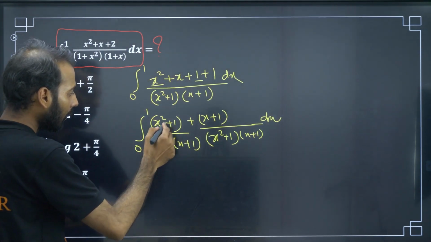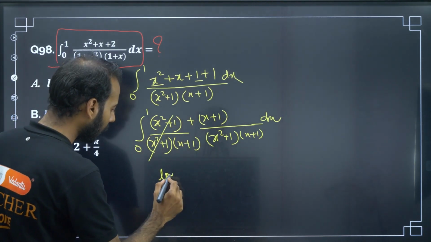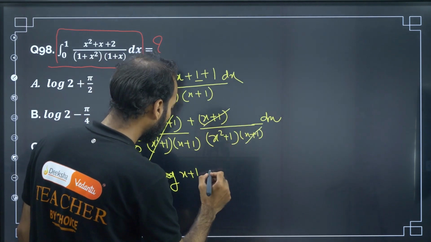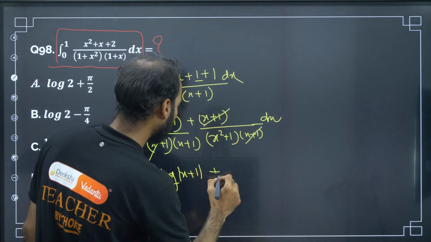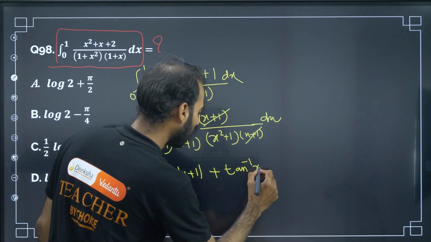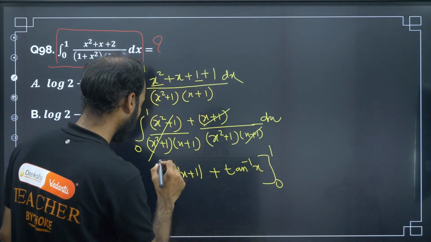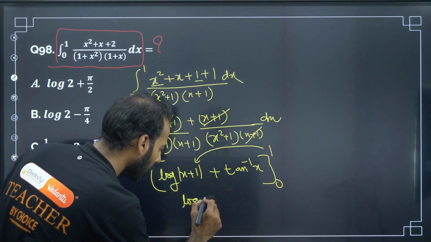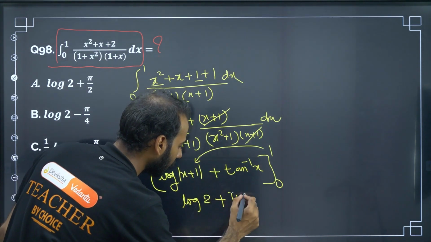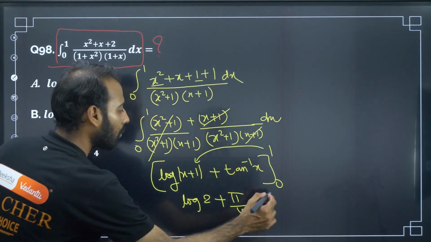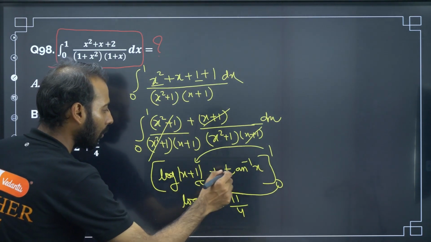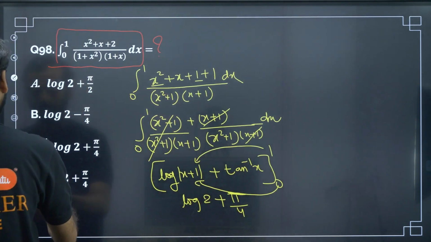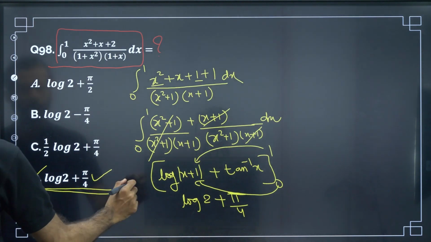Now from 0 to 1, this and this if I cancel off, I am left with integration of 1 by x plus 1, which is log x plus 1. This and this if I cancel off, I am left with tan inverse x, from 0 to 1. Now if I substitute 1 here, this becomes log 2 plus tan inverse 1, which is pi by 4. If I substitute 0, log 1 is 0 and tan inverse 0 is 0, so I am not writing it. So log 2 plus pi by 4. Is there any answer like this? Log 2 plus pi by 4, D is the answer. Moving on to the next question.